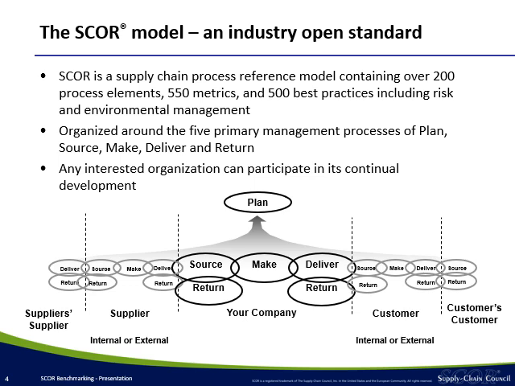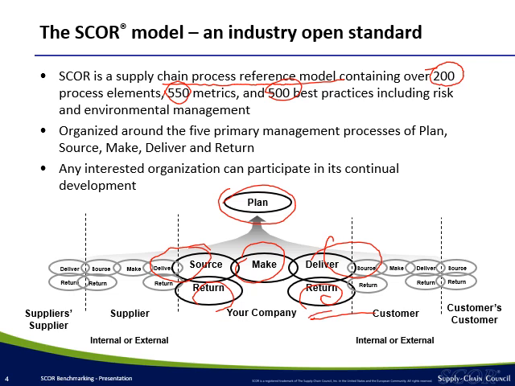As you recall, the supply chain operation reference, the SCOR, is a supply chain process reference model. It contains about 200 processes, 550 metrics, and 500 best practices that includes risk and environmental management. And as you recall, for the processes, we divided the processes into plan, source, make, deliver, and then return. And return is divided into return delivered product, or the return sourced product.